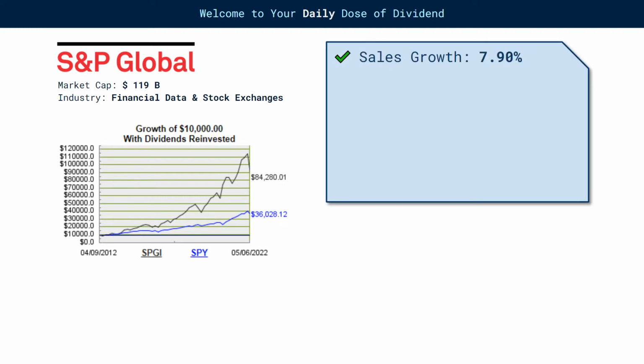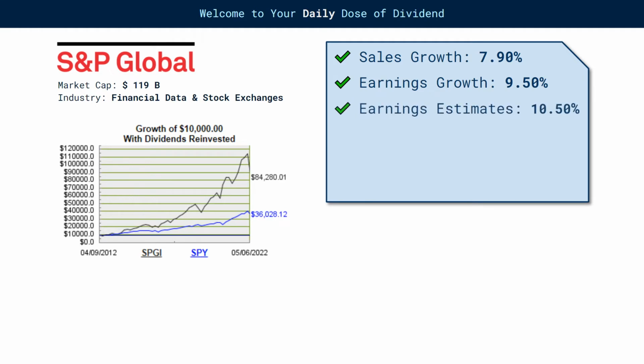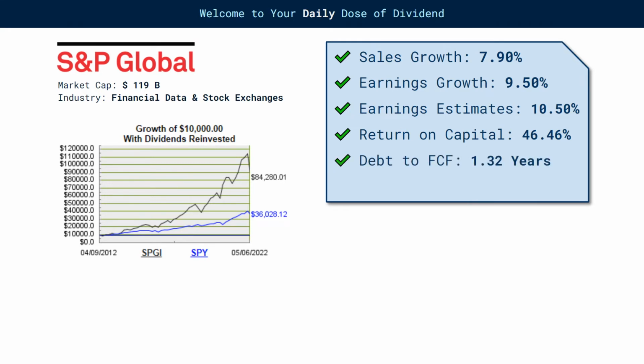Sales growth 7.9%. Earnings growth 9.5%. Earnings estimates 10.5%. Return on capital 46.46%. Debt to free cash flow 1.32 years. Share buybacks no.